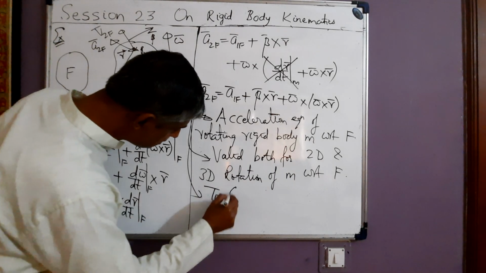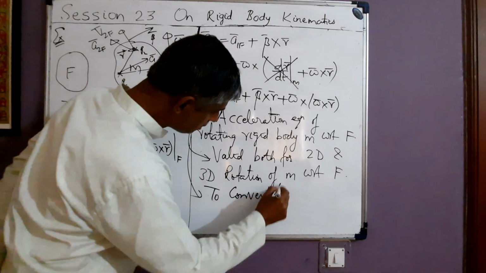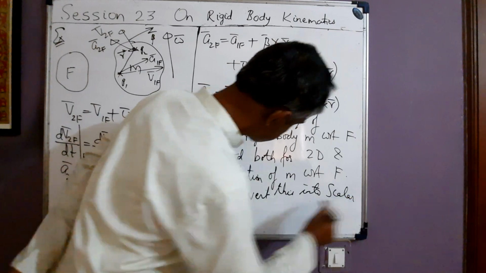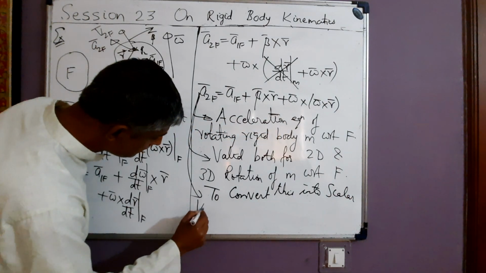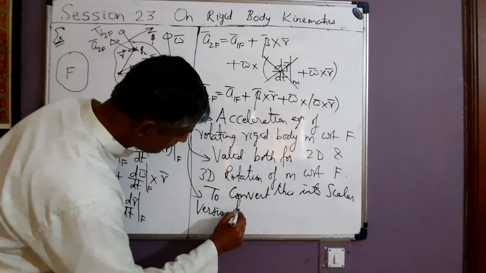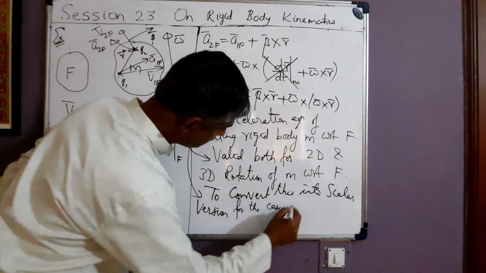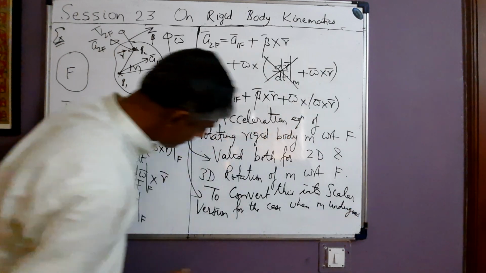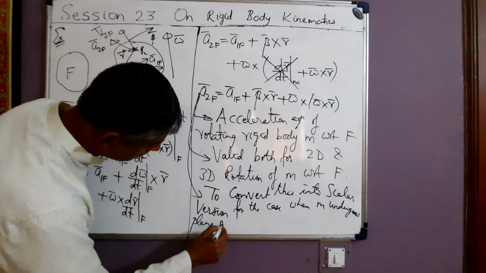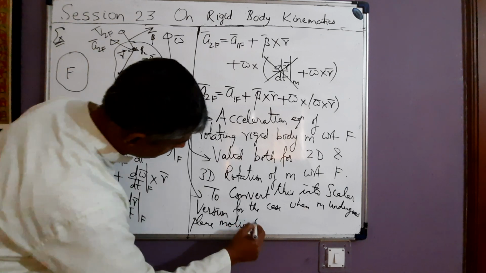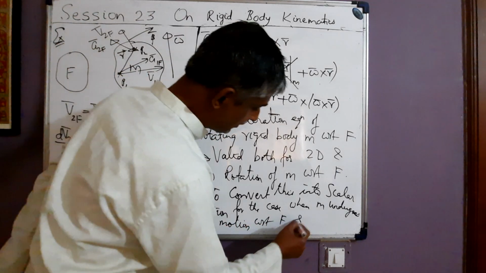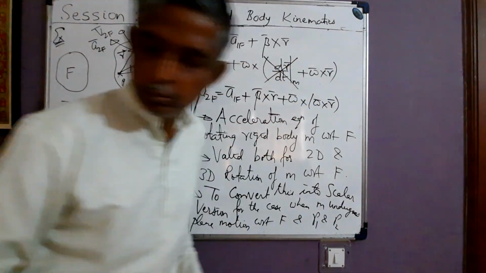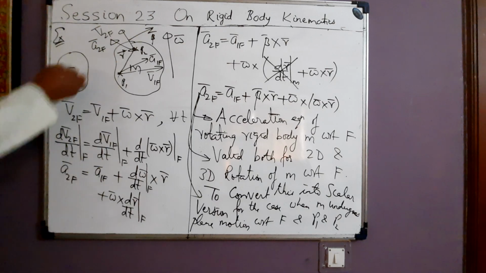Okay. So to convert this to scalar form, the scalar version, for the case when m undergoes plane motion with respect to f, and P1 and P2 are two locations. So this I'll write it, okay.